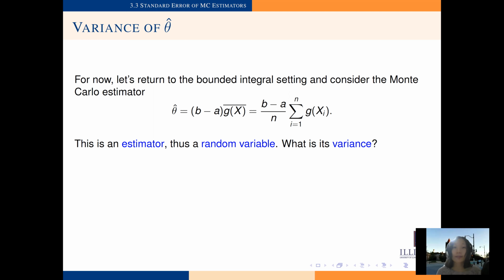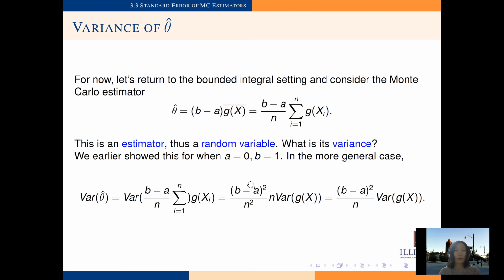So theta hat is an estimator for theta. An estimator is a random variable, so it has some sort of distribution, and it has a variance. In this case, what is the variance of theta hat? We earlier showed what is the variance for theta hat in the case of a equals 0 and b equals 1. So let's just quickly show this for the general case.